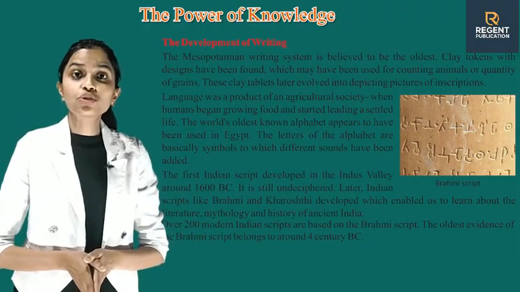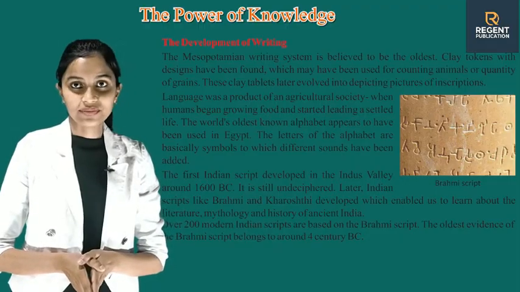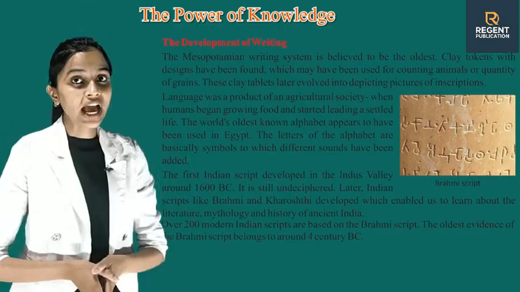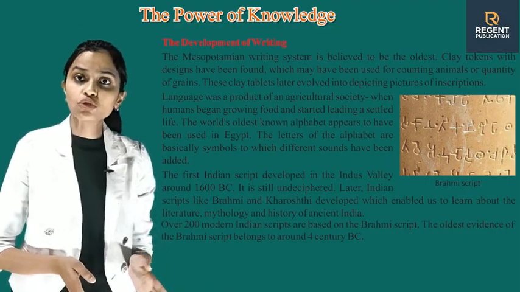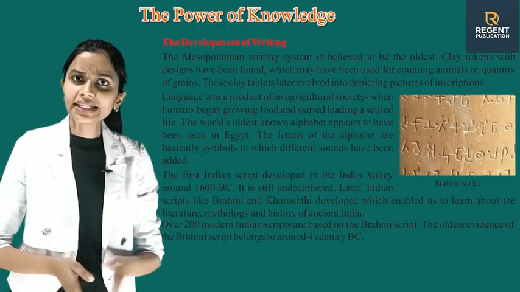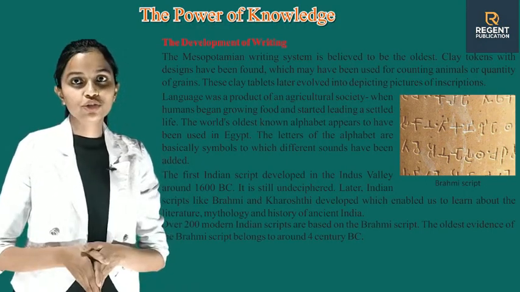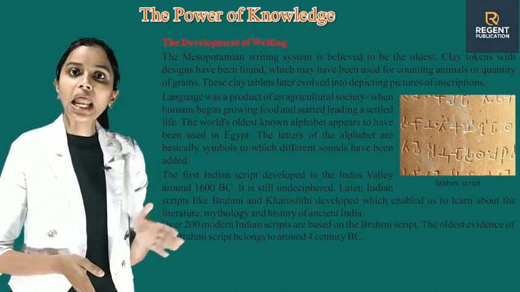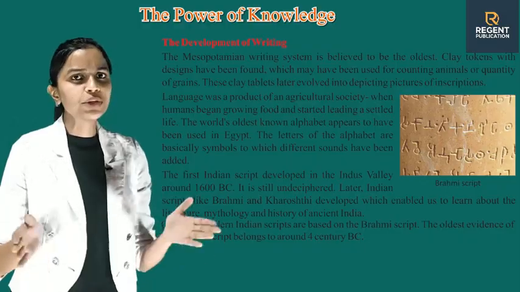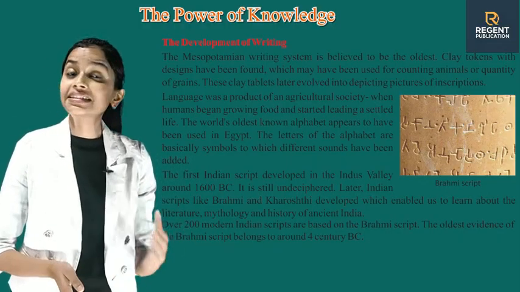The Mesopotamian writing system is believed to be the oldest. Clay tokens with designs have been found, which may have been used for counting animals or quantity of grains. These clay tablets later evolved into depicting pictures or inscriptions. Language was a product of an agricultural society when humans began growing food and started leading a settled life.